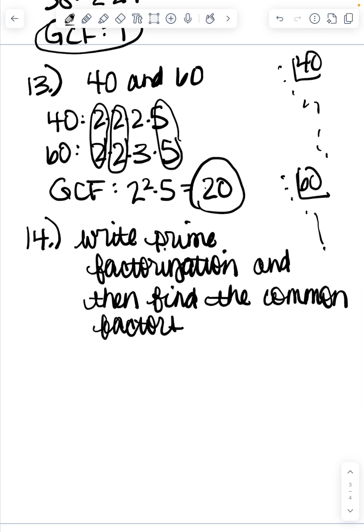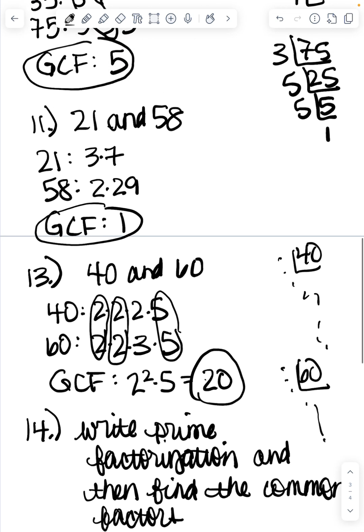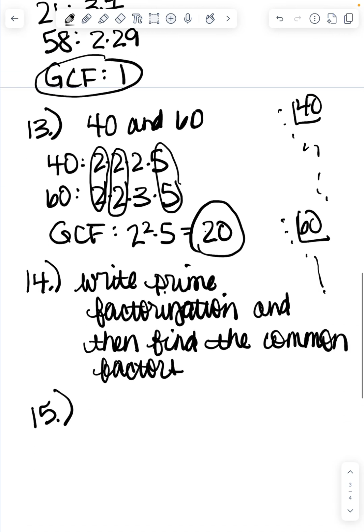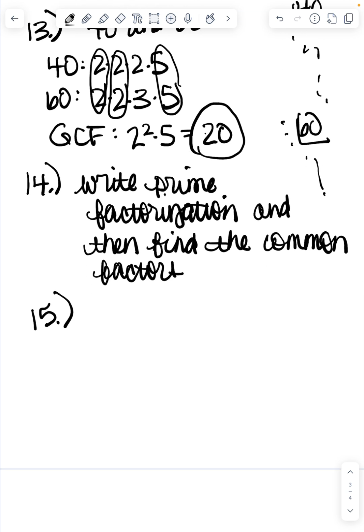All right, next section is 15 to 41 odd. Number 15, state whether each pair of numbers is relatively prime RP or not relatively prime NRP. So if you remember, relatively prime is when they only have the same factor of 1. We actually just found out in number 11 that for 21 and 58, the GCF was only 1, so 21 and 58 are relatively prime. A little side note there. But anyway, back over to number 15.